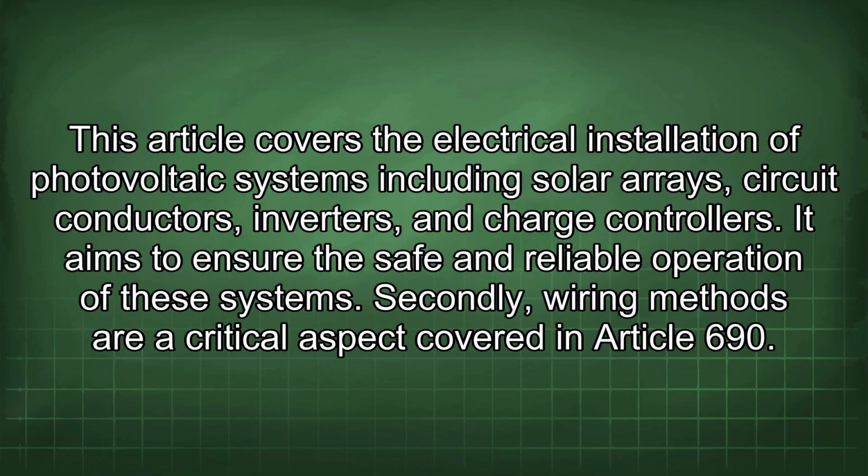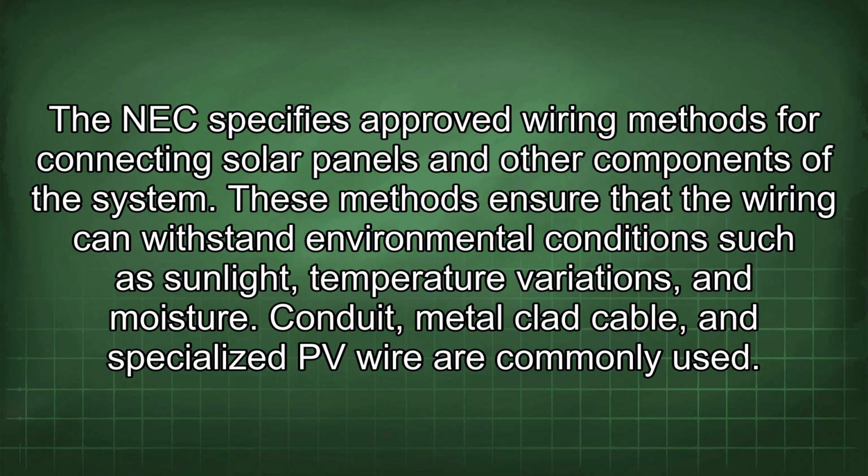Secondly, wiring methods are a critical aspect covered in Article 690. The NEC specifies approved wiring methods for connecting solar panels and other components of the system. These methods ensure that the wiring can withstand environmental conditions such as sunlight, temperature variations, and moisture. Conduit, metal-clad cable, and specialized PV wire are commonly used.